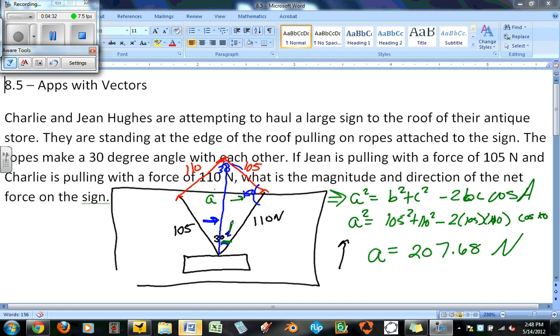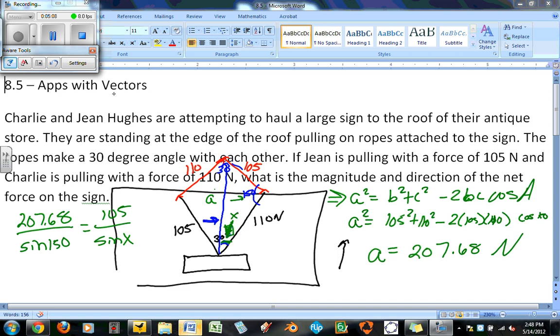To figure out this angle right here, if we know a side across from an angle, we can use the law of sines. So now we know a side across from an angle. We can say 207.68 all over the sine of 150 equals 105 all over the sine of, let's just call it x. We'll call this angle x right here, okay? We don't know what direction it's going, so we're going to call this angle x here.